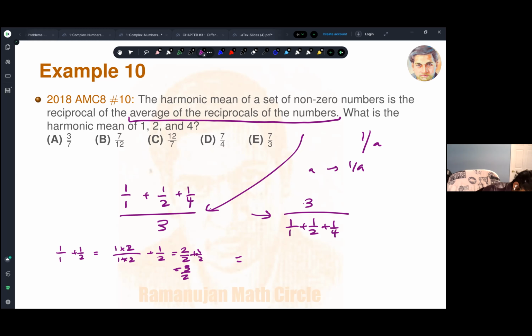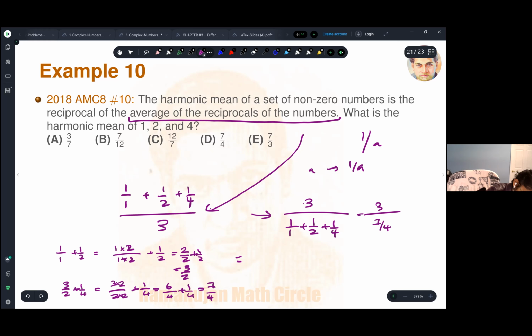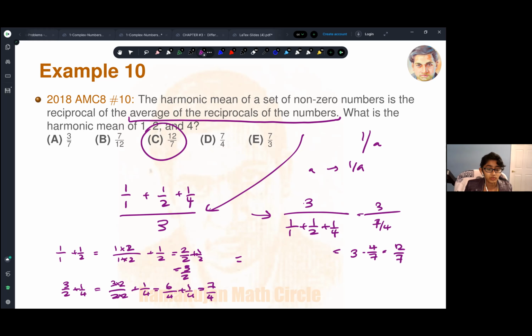Okay, so now we're going to add 3 over 2 to 1 over 4. That's equal to 3 times 2 over 2 times 2 plus 1 over 4, which is equal to 6 over 4 plus 1 over 4, which is equal to 7 over 4. So that's equal to 3 over 7 over 4. Remember, when you're dividing by a fraction, you're just flipping the number. So it's 3 times 4 over 7, and that's 12 over 7. So that's the harmonic mean of 1, 2, and 4.